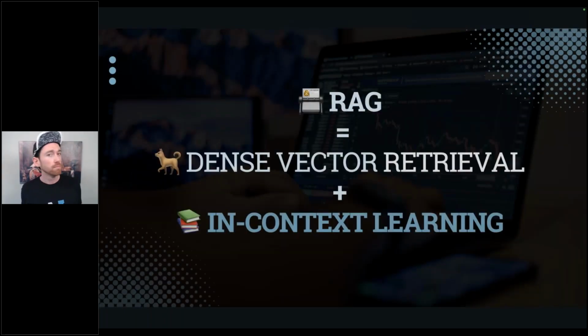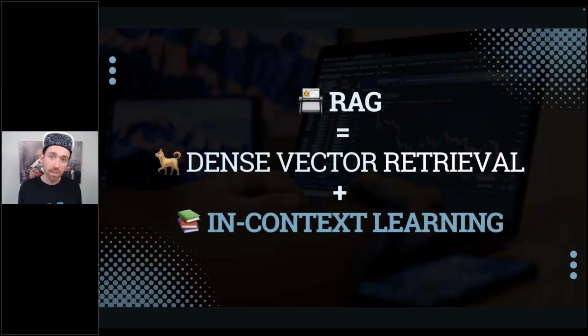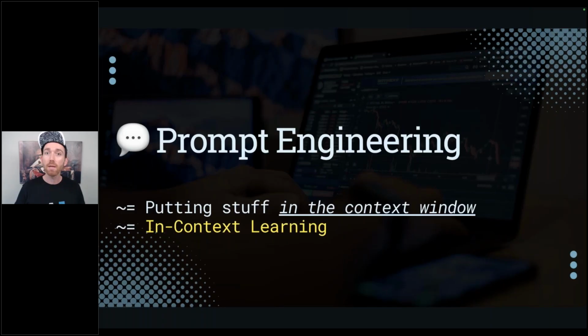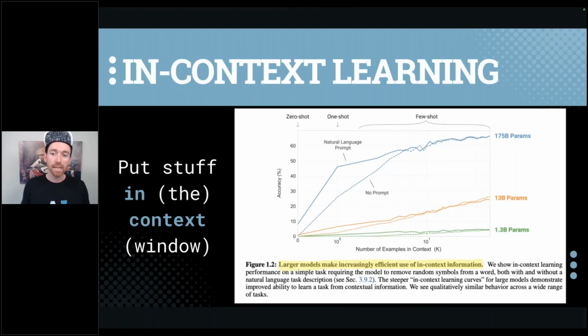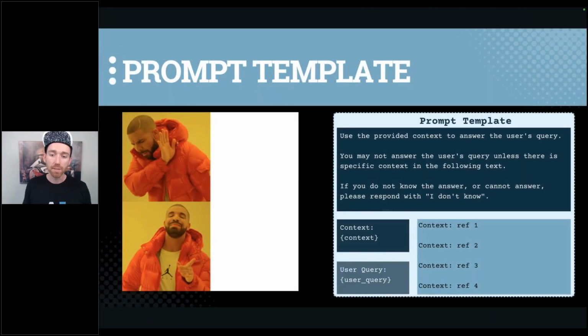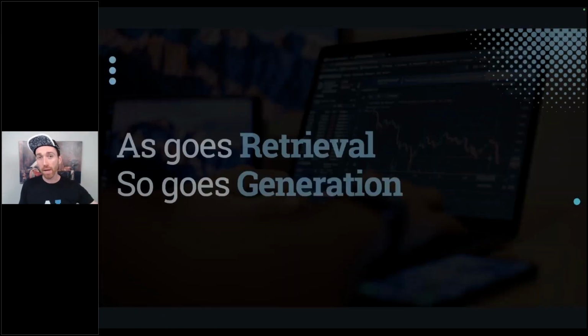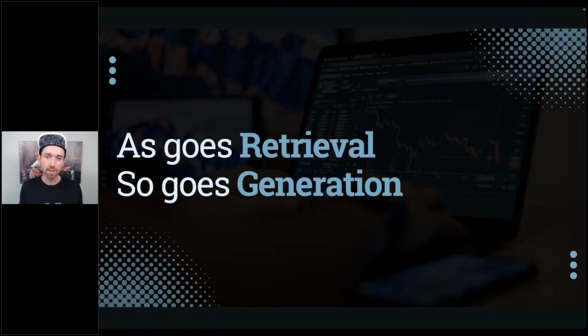After we do retrieval, what's it time for? A little bit of in-context learning, AKA prompt engineering, AKA putting stuff in the context window. So while RAG is giving the LLM access to new knowledge, it's also just retrieval augmented in context learning, putting stuff in the context window. In other words, putting stuff into the prompt, doing little prompt engineering. So we start to see the patterns. They're all at play here. Turns out if we do retrieval better, we do better generation. It's the whole idea of RAG.